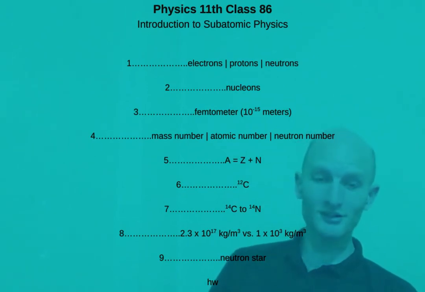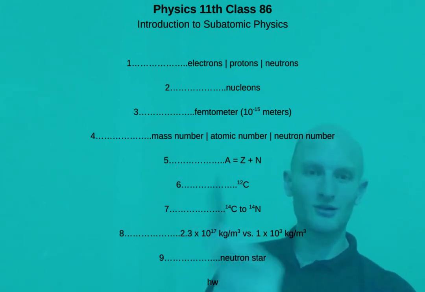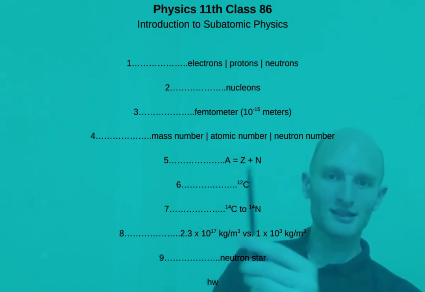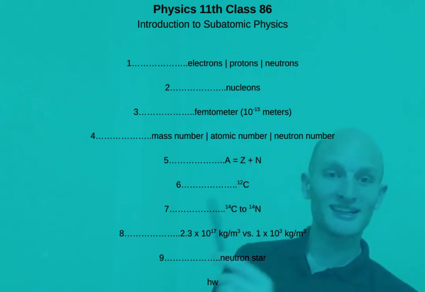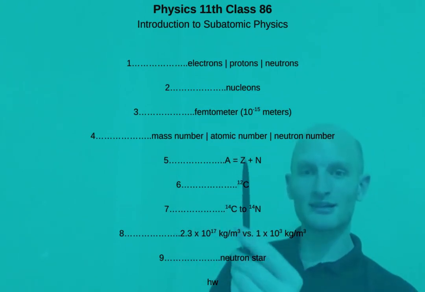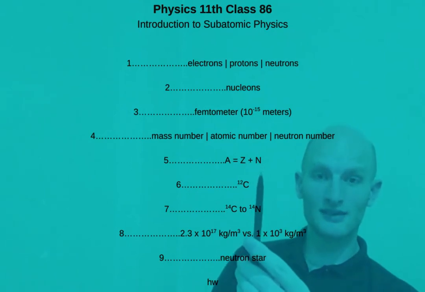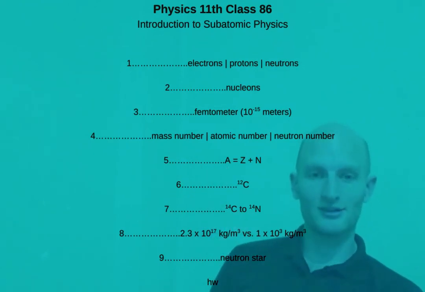I don't know who decided to make the mass number correspond to the variable A, and then the atomic number, which is protons, correspond to Z, because you would think that atomic number would correspond to A, but it's not. Mass number is A, atomic number is Z, neutron number is N. So once again, N is the number of neutrons in the nucleus of an atom, Z is the number of protons in the nucleus of an atom, and A is the sum of the protons and neutrons. If you add the protons and neutrons, then you get the mass number.